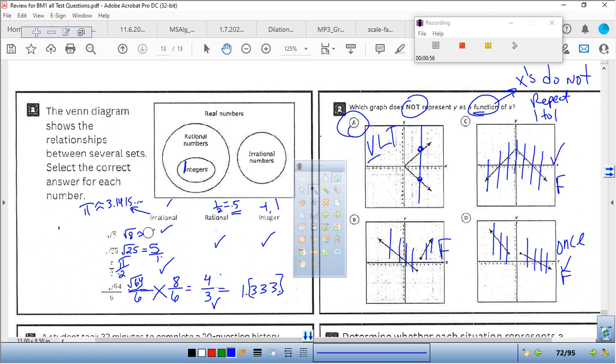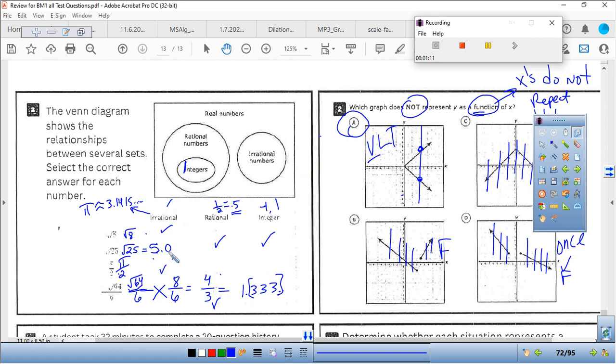You have to check it in the calculator. The square root of 25 becomes 5, which is basically 5.0. Now that 5.0 terminates, it stops. That makes it rational. Can it be an integer? Well, yeah, 5 over 1 is basically just 5, right? Which is an integer. Integers have no fractions, no decimals. Now this one here, anything with pi is automatically irrational. It's not going to be rational or an integer.